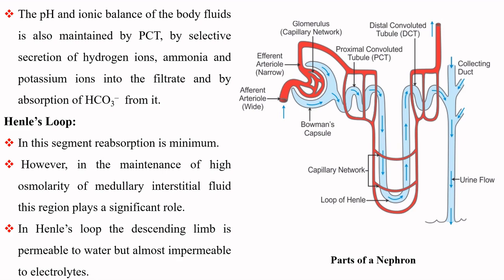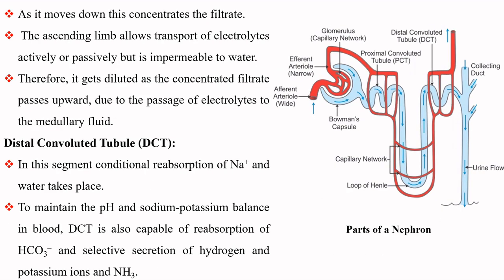In Henle's loop, the descending limb is permeable to water but almost impermeable to electrolytes. As it moves down, this concentrates the filtrate. The ascending limb allows transport of electrolytes actively or passively but is impermeable to water. Therefore, it gets diluted as the concentrated filtrate passes upwards, due to the passage of electrolytes to the medullary fluid.